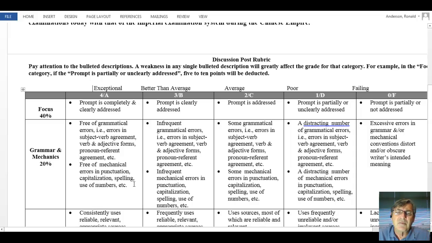If I see full of errors, grammatical, punctuation, word choice errors, you're going to lose your 6 points, because excessive errors in grammar and or mechanical conventions distort or obscure the writer's intended meaning. A poor, distracting number of grammatical errors, errors in subject verb agreement, verb and adjective forms, so forth, on through, you'll lose 5 points.